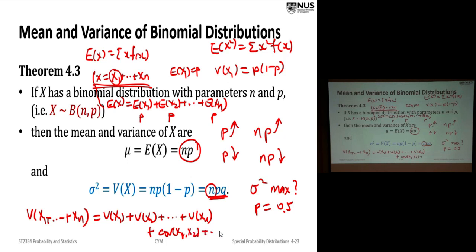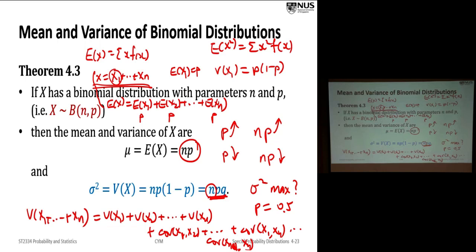x1, x2. Wow, I've already had it, haven't finished. The last one should be the covariance of xn minus 1 and xn. That means all possible pairs of xi and xj with i less than j, times 2. Okay, all possible pairs: covariance of x1, x2, covariance of x2, x1, and so on. Many of them.